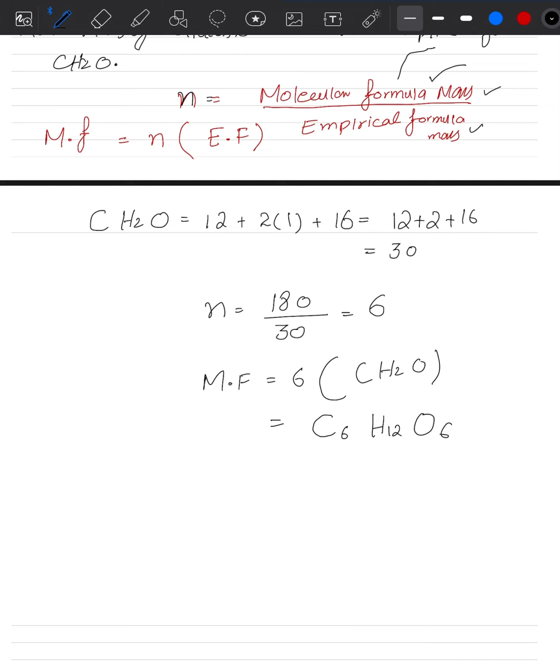In the next video we will learn, if the experimental percentage values are given for the compound, how to derive the empirical formula, and then how to change that empirical formula into the molecular formula.